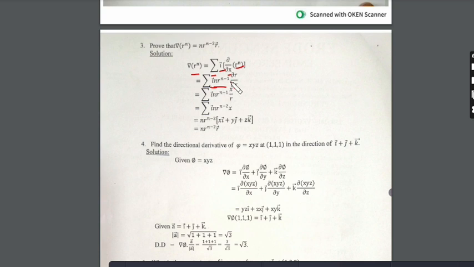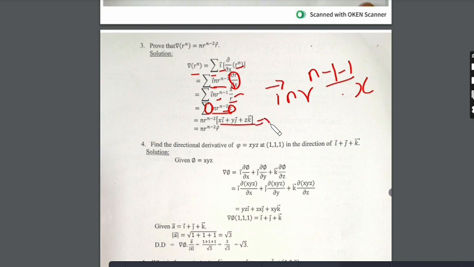We know the value for dou r by dou x is x by r. So there is r in the denominator. Bring this r to the numerator so that I get i vector n r power n minus 1 is already there. See, if I bring the denominator to the numerator, I can write minus 1 again into x. So minus 1 will become minus 2. Now I am expanding these terms, n r power n minus 2 x i vector. So I am expanding the summation, that is x i vector plus y j vector plus z k vector, which is nothing but the value of r vector.